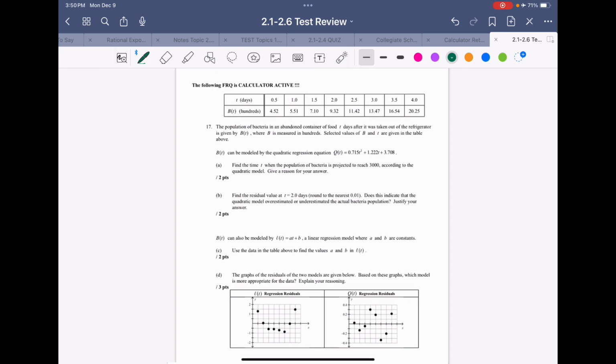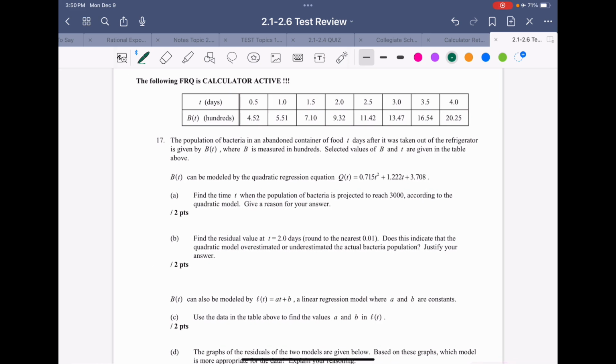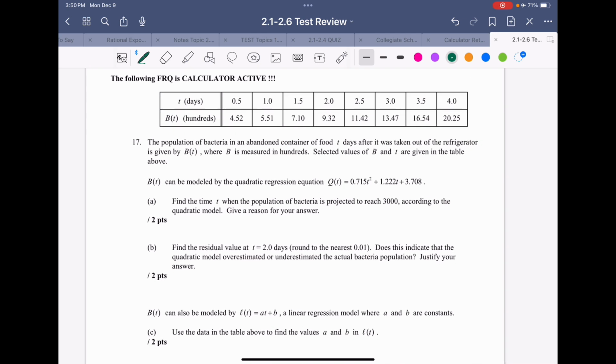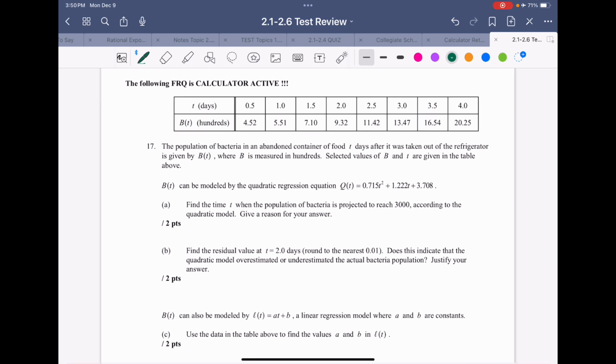Okay. This one is also calculator active. All right. Population of bacteria is in an abandoned container of food T days after it was taken out of the refrigerator. It's given by B of T, where B is measured in hundreds. Select the values of B and T that are given in the table above. So it says that it can be modeled by this quadratic regression.